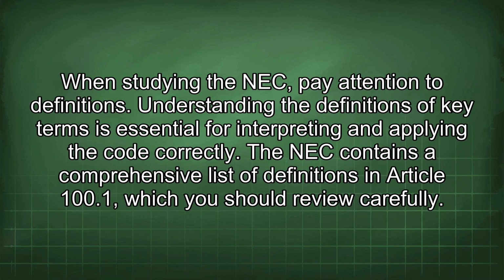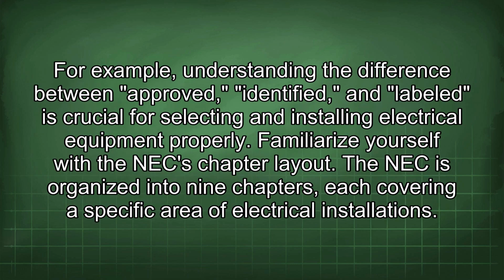When studying the NEC, pay attention to definitions. Understanding the definitions of key terms is essential for interpreting and applying the code correctly. The NEC contains a comprehensive list of definitions in Article 100.1, which you should review carefully. For example, understanding the difference between approved, identified, and labeled is crucial for selecting and installing electrical equipment properly.